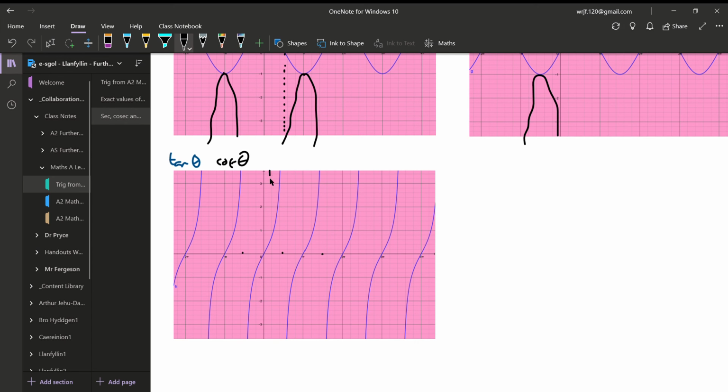And so I get a shape which does essentially something like this. Sorry about the little wobble there. And then that just repeats. So actually it looks very like the tan graph, but sort of flipped, sort of reflected round. That just again repeats in a cyclical way, just like the tan theta cyclical graph.